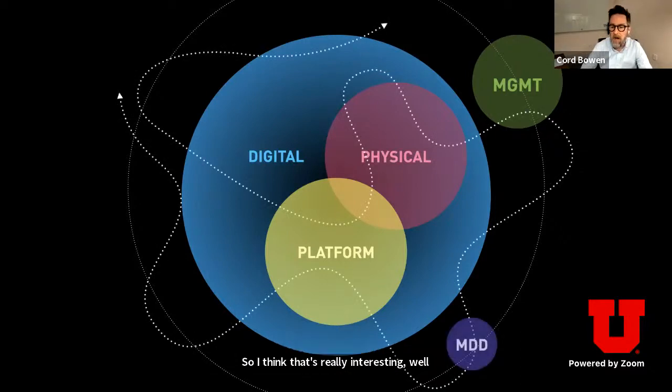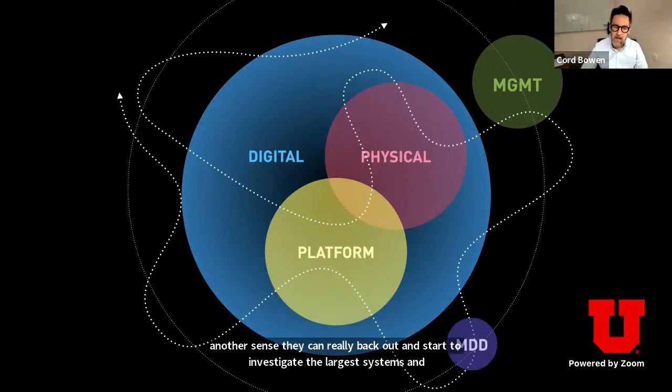Where I place our program, the diagram I like to show a lot, is that MDD intersects all these things. It's in constant flux, and it totally and consistently responds to these. What I mean by that is there's a yin and a yang here. In one sense, like traditional design schools, our students can focus deeply on something. In another sense, they can really back out and start to investigate the larger systems and how to represent that.